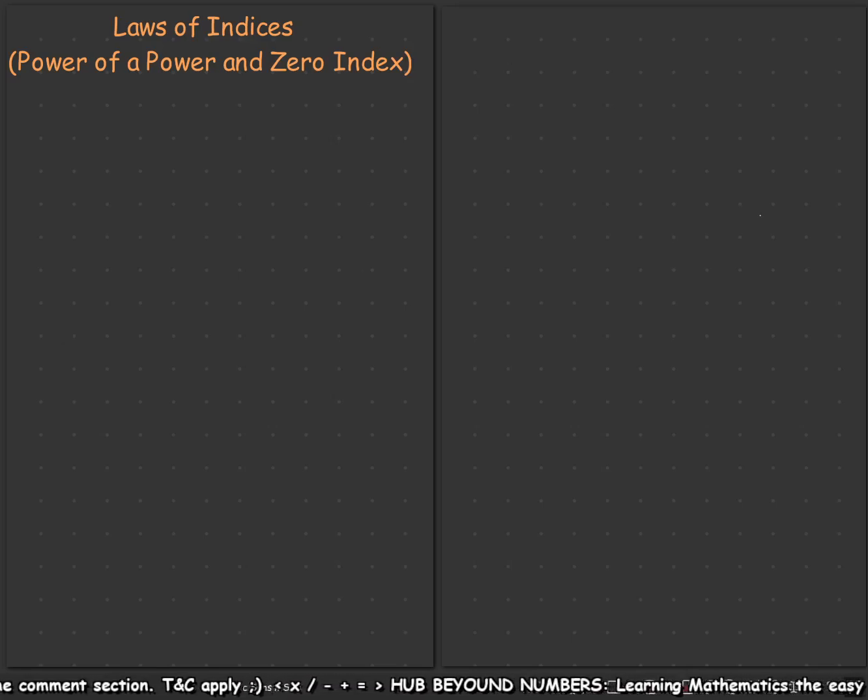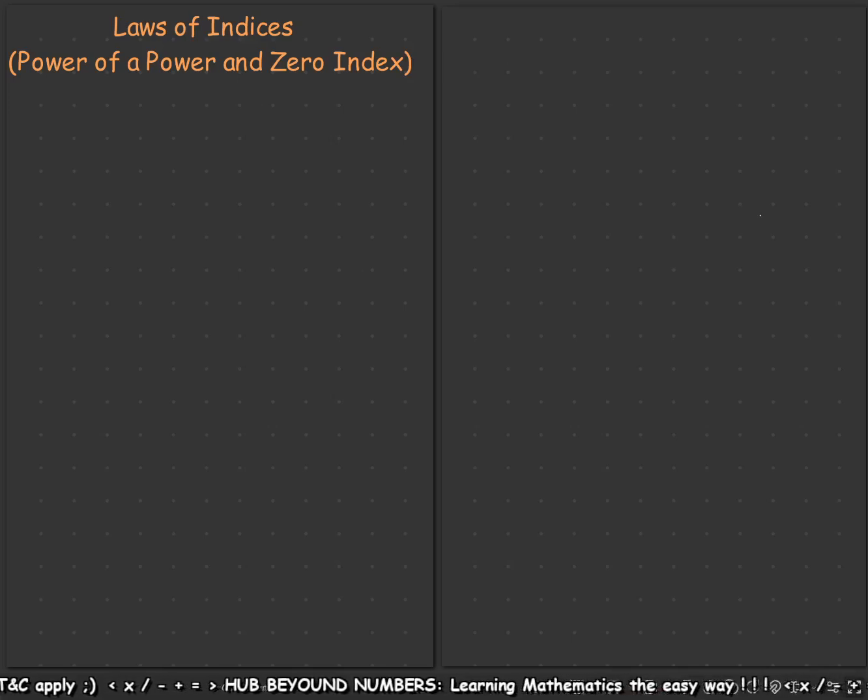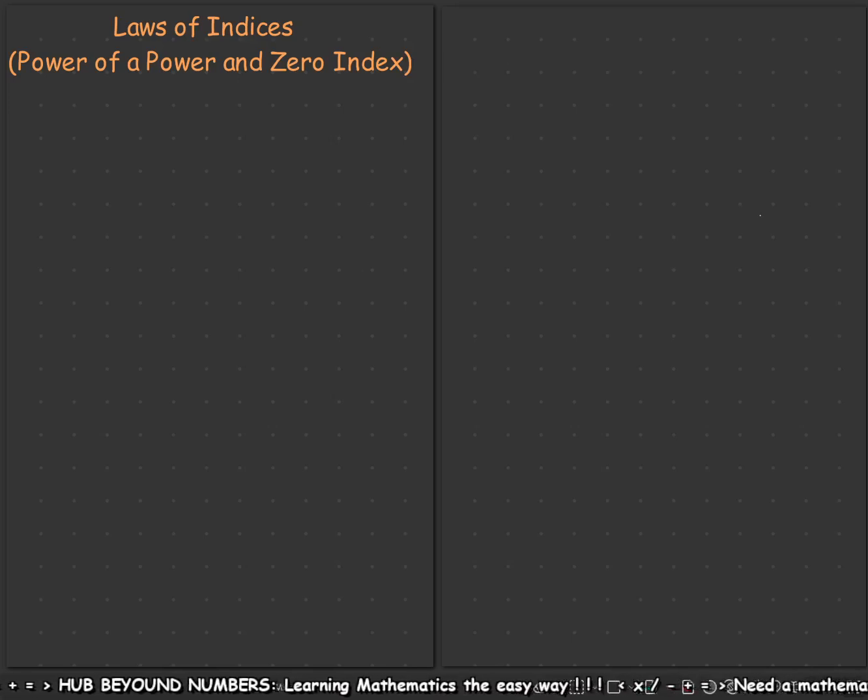Now in this video, we are looking at the power. We are still on the laws of indices, but this time around we are looking at the power of a power and then the zero index. And after all this, you'll be able to apply the power of a power of indices in solving equations and understand how to use the zero index rule. Without much ado, let's quickly look into it.